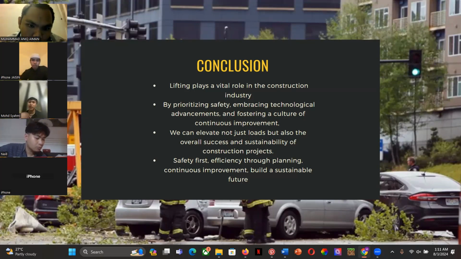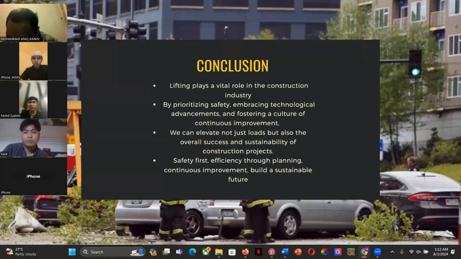So overall, we can elevate not just loads, but also the overall success and sustainability of construction projects. Last but not least, safety first. Efficiency in planning systematically, so that we know what is first, second, third, and last, so that we can improve continuously. And lastly, we need to build a sustainable future, so that the younger generation in the construction industry know how to evaluate and execute safe procedures in the construction industry, not only lifting, but also excavation, working at height, and all that is involved with the construction industry.